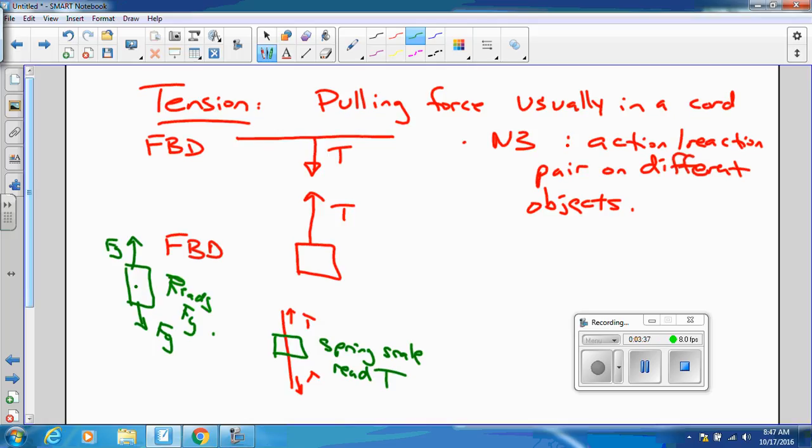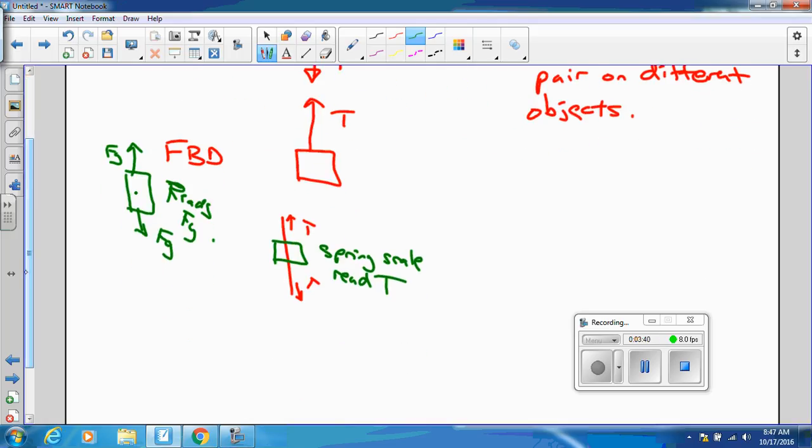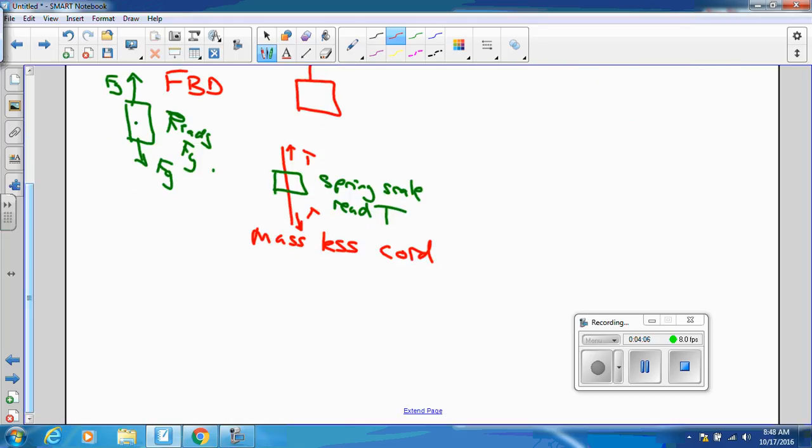Now, this is true for a massless cord. We're going to see later on that we also have to consider cords passing over pulleys and whether or not there's any frictional force involved with the pulley, right? What if my cord is a real rope, so it actually has real mass to it? Well, I don't think there are any problems in a book like this, but I'm just going to briefly talk about it.